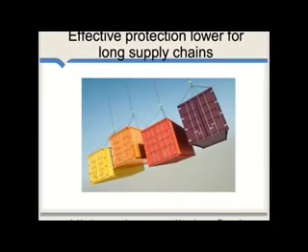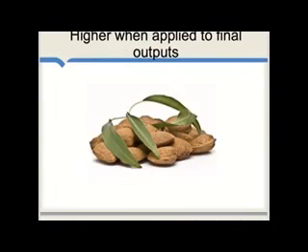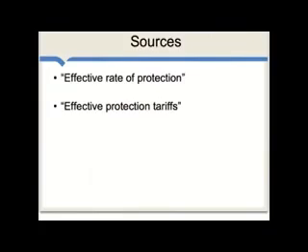Because tariffs on useful inputs lower the rate of effective protection, that means that the rate of effective protection generally is lower when there are long supply chains and tariffs applied at various points along that chain. Also, it is generally true that the rate of effective protection will be higher when the tariffs are applied only to final outputs and not to any of the inputs in a production process for a country.